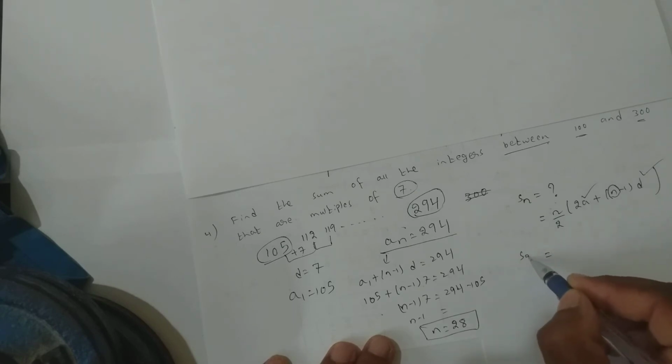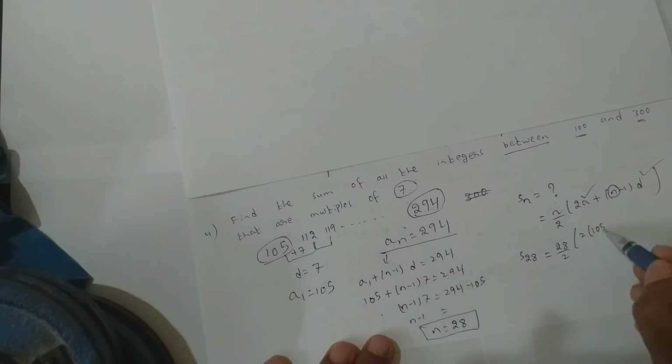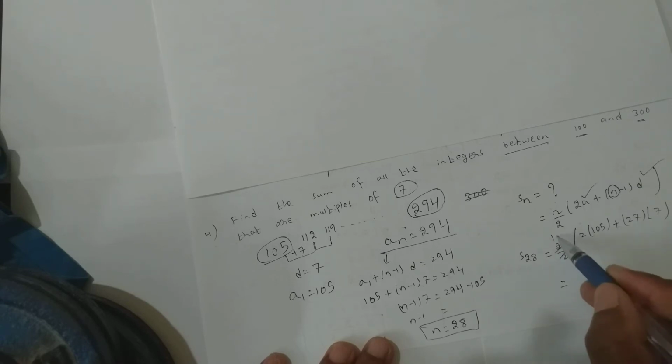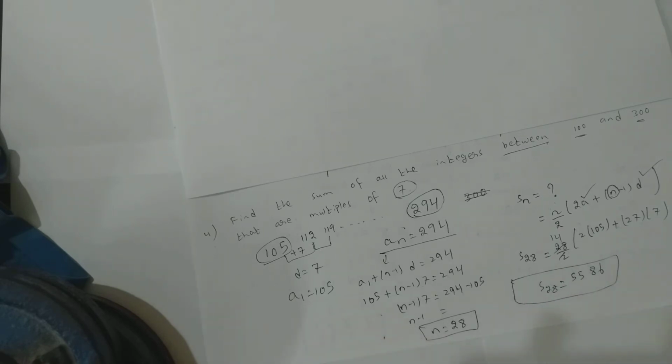Now place this n value in this. So S28 now becomes 28 by 2 into 2a, so 2 into 105 plus 28 minus 1 is 27. The d value is 7. So this placed in the calculator, you will get the answer to be 5586. So this is the answer. Are we clear? How are we doing all this kind of sums?